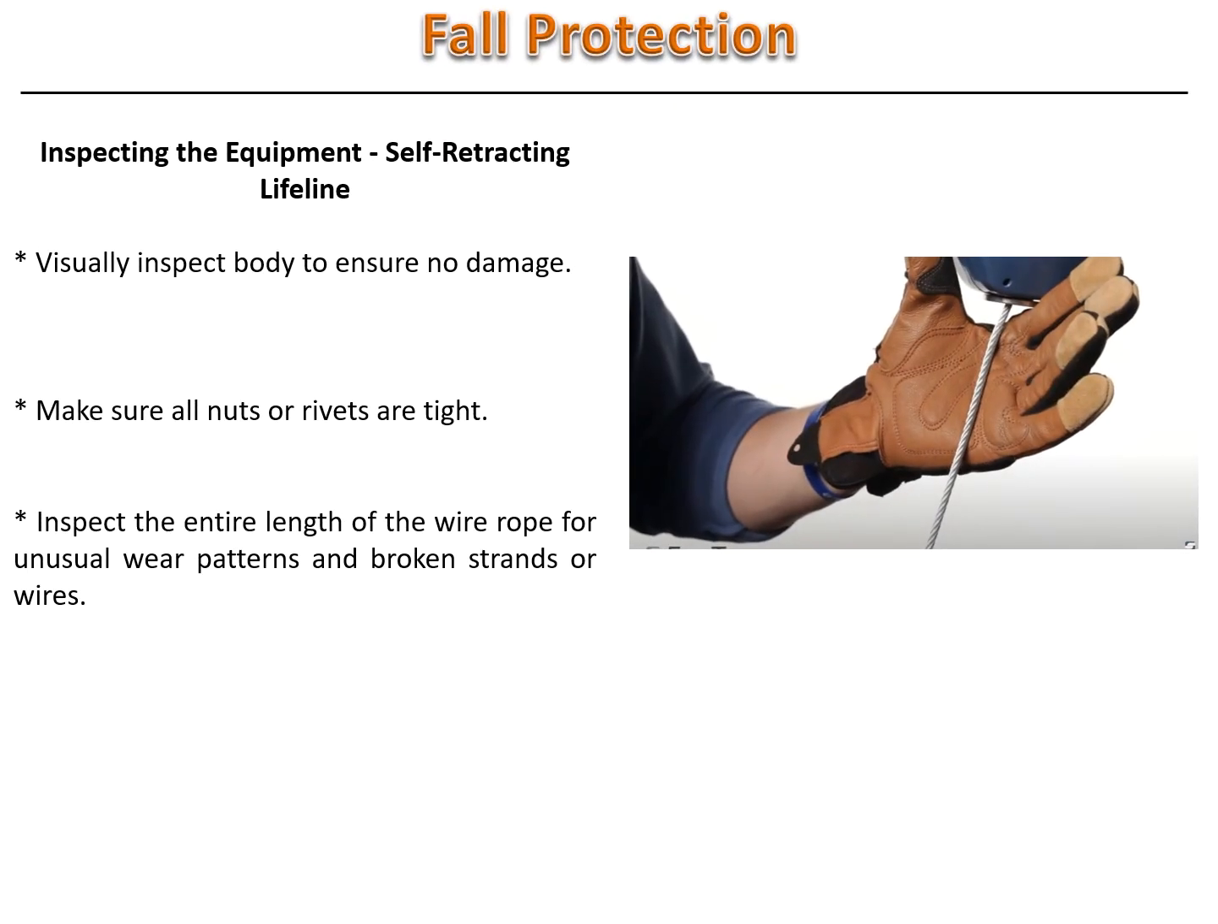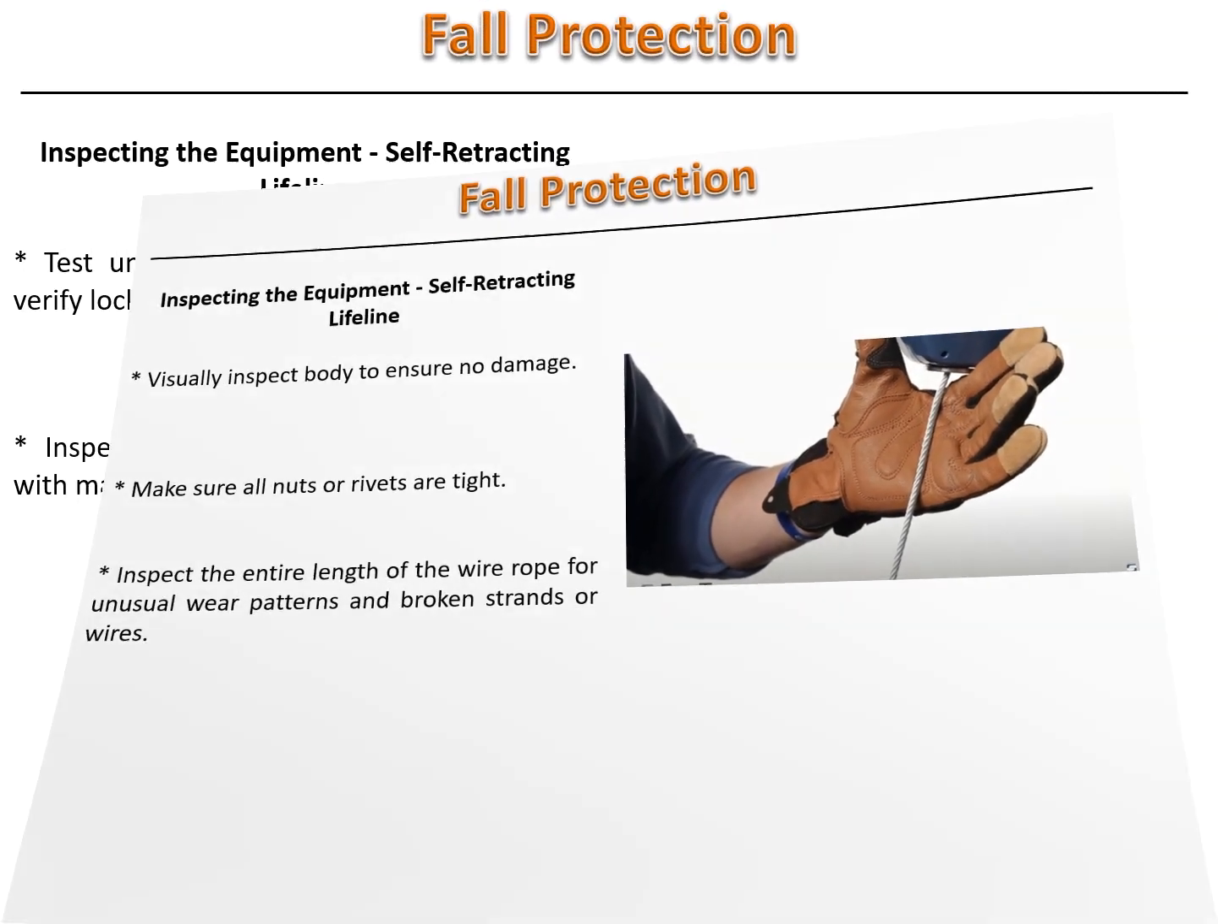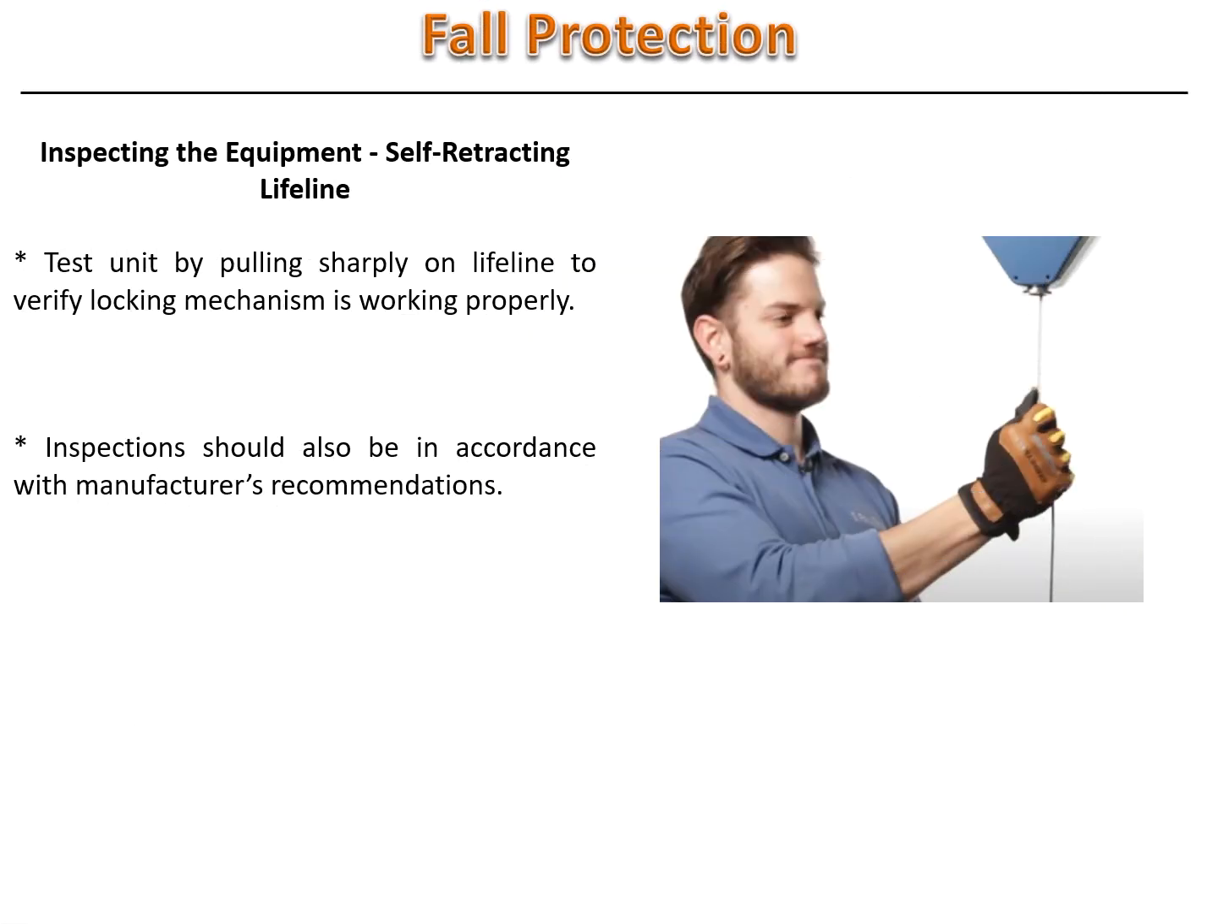Inspecting the equipment, self-retracting lifeline. Visually inspect body to ensure no damage. Make sure all nuts or rivets are tight. Inspect the entire length of the wire rope for unusual wear patterns and broken strands or wires. Test unit by pulling sharply on lifeline to verify locking mechanism is working properly. Inspections should also be in accordance with manufacturer's recommendations.